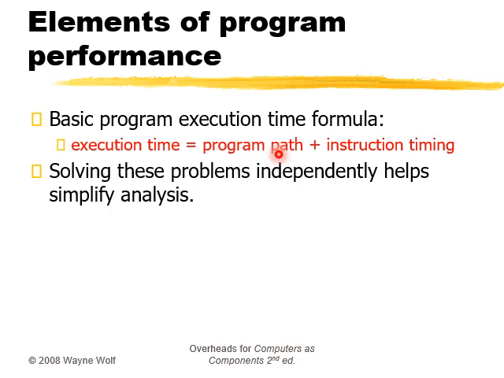Solving these problems independently helps simplify analysis. So the path is the sequence of instructions executed by the program. The instruction timing is determined based on the sequence of instructions traced by the program path, which takes into account data dependencies, pipeline behavior, and caching. Luckily, these two problems can be solved relatively independently.